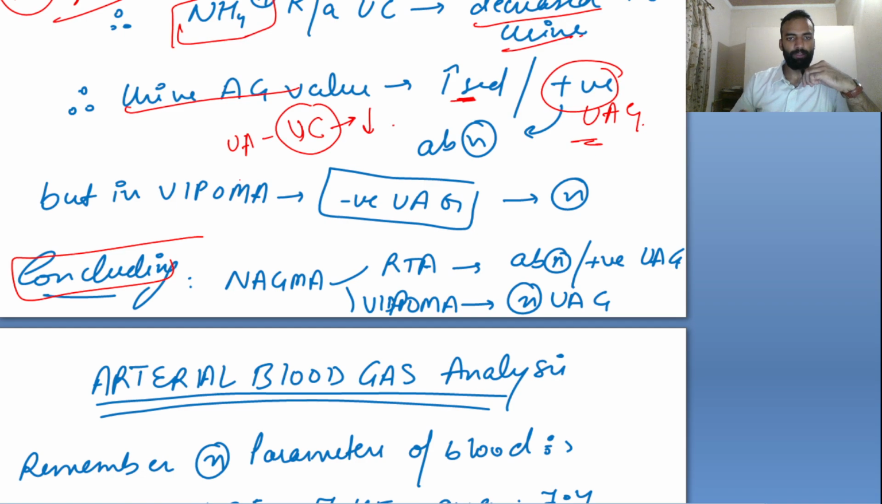Now concluding, first we have to see whether it is high anion gap metabolic acidosis or normal anion gap metabolic acidosis. If it is normal anion gap metabolic acidosis, then we have to see that there are two differentials, RTA and VIPoma. Ureterosigmoidostomy is also there, that is in urinary bladder cancer treatment.